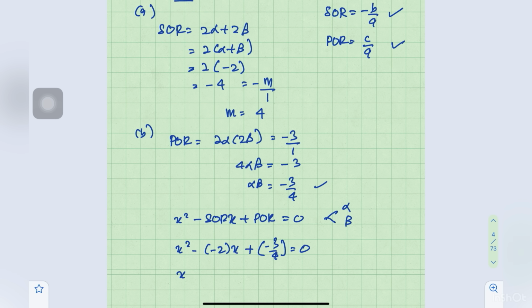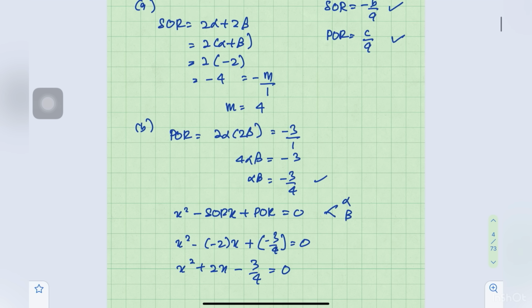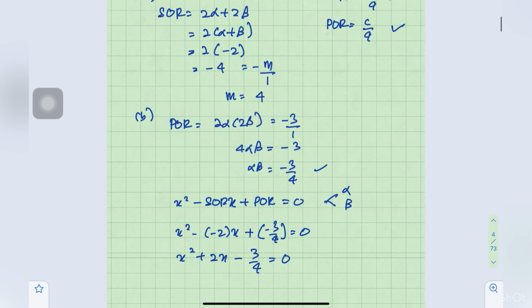So then finally, kita dapat quadratic equation x squared plus 2x minus 3 over 4 equals to 0. Okay, tapi ni kalau nak darab dengan 4 pun boleh jugalah. This one pun dah okay, tapi kalau nak darab dengan 4 boleh juga dapat 4x squared plus 8x minus 3 equals to 0.